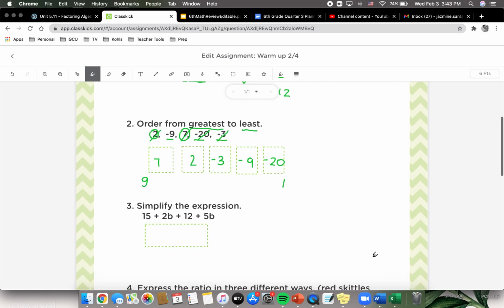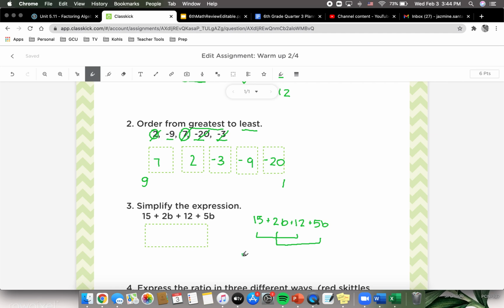Moving on to number 3, it says to simplify the expression: 15 plus 2b plus 12 plus 5b. So we're just going to rewrite these numbers over here: 15 plus 2b plus 12 plus 5b. First, what we want to do is find like terms. Starting off with our 15, we want to find another number that matches our 15 that does not have a variable, which would be +12. And then we have positive 2b, and its like term would be +5b.